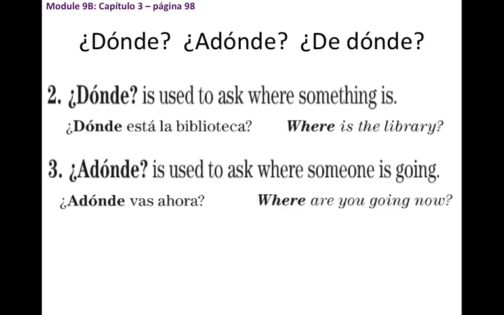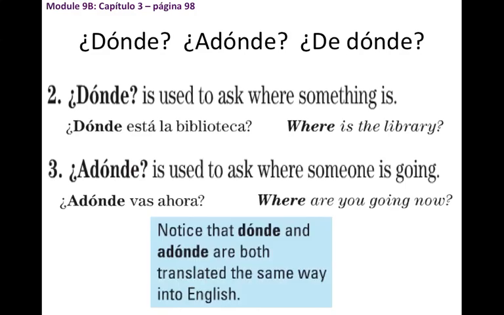And by the way, we're going to be learning the verb to go in this module. Notice that donde and a donde are both translated the same way into English, where, but the a is to, so they're putting the to in front of the question. Oftentimes you'll hear in English, where are you going to? Which is actually very incorrect English, dangling that to at the end. In Spanish, they put the to in front of the question.